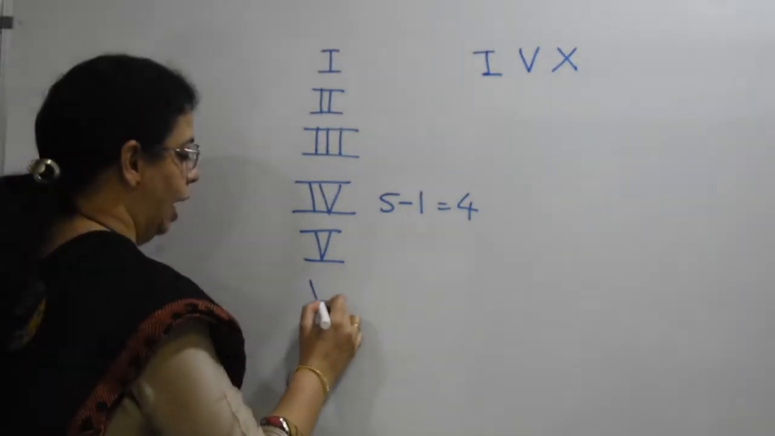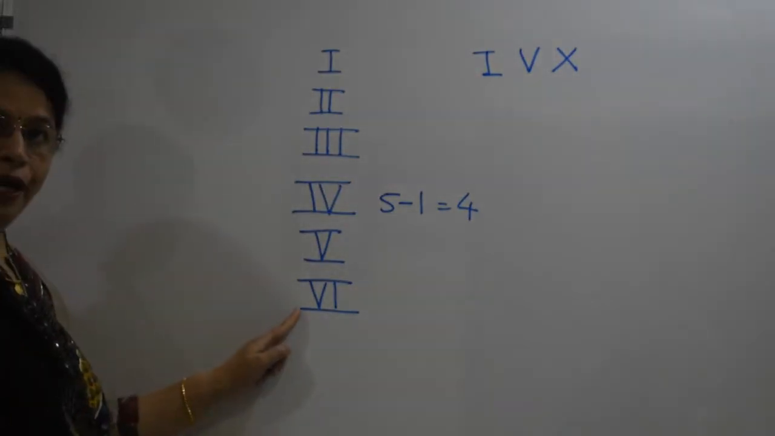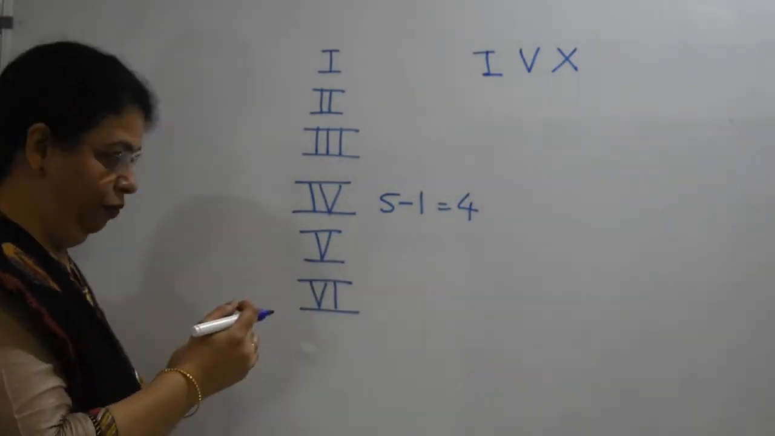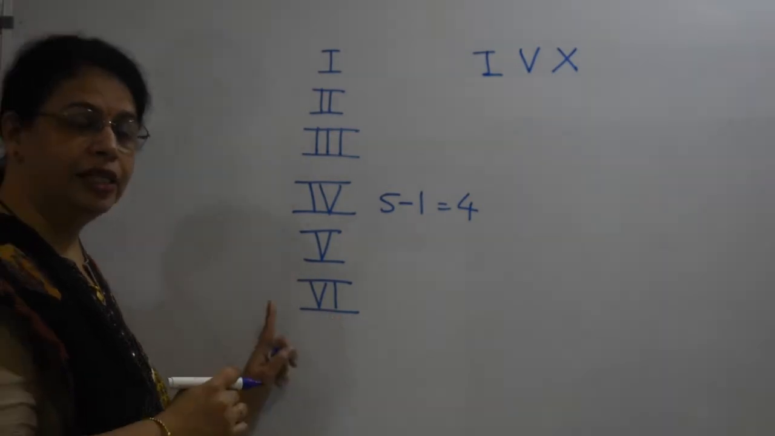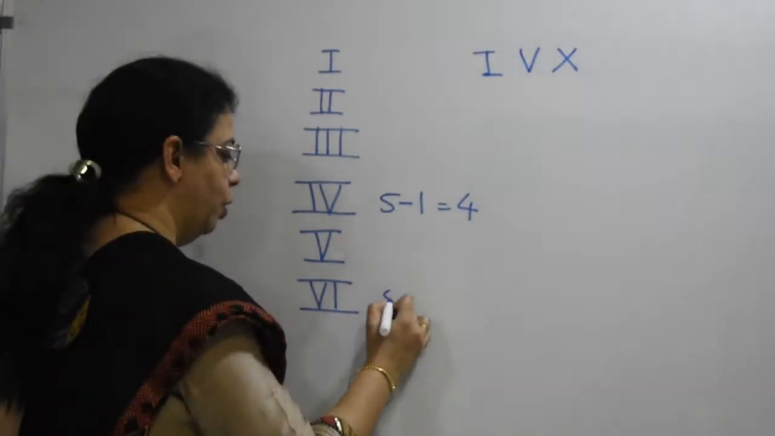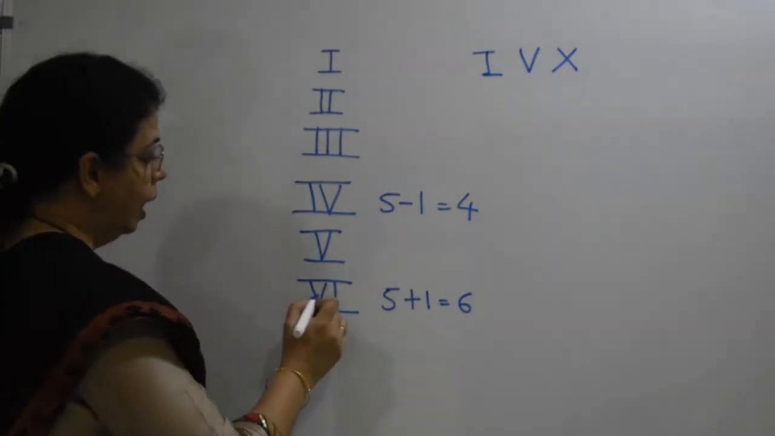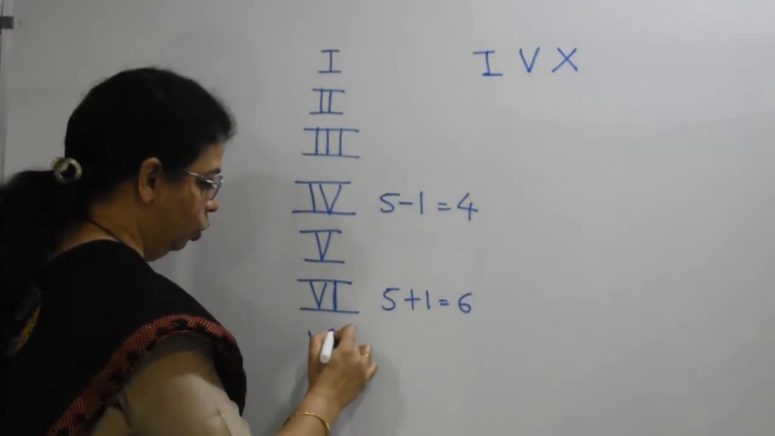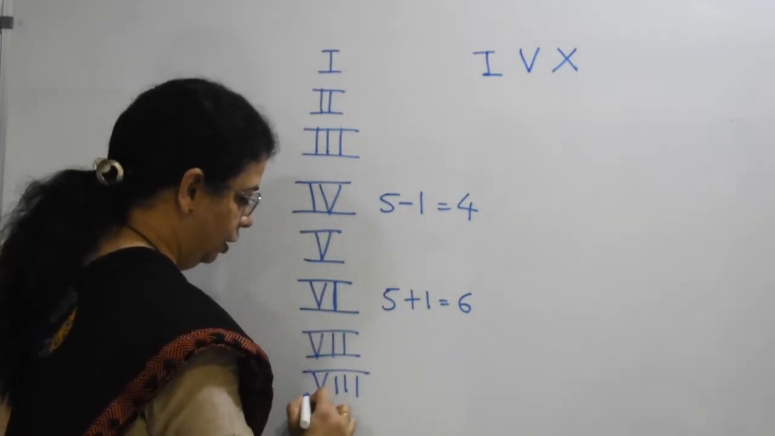6 I can write like this. What have I done? 5, and 1 I have written to the right side of 5. So as per rule number 3, when I write a smaller number to the right side of the bigger number, we have to add both of them. So this is as good as 5 plus 1, 6. Now this I can repeat maximum 3 times again. So this is 7, this is 8, right?